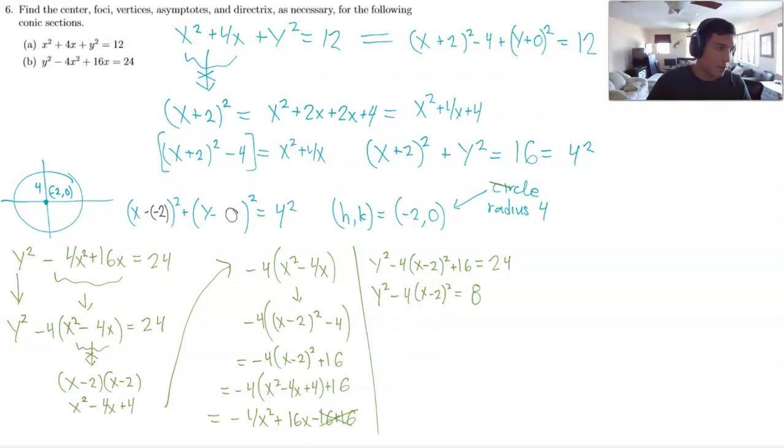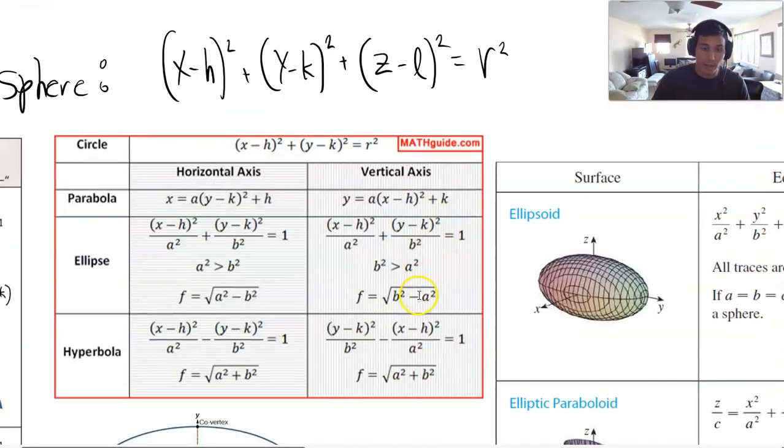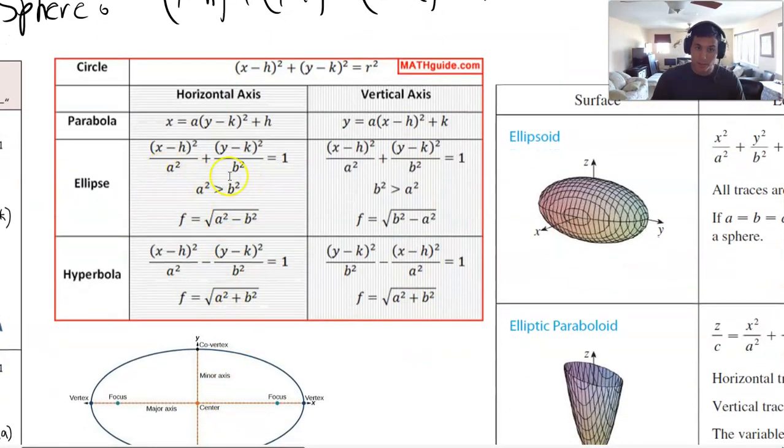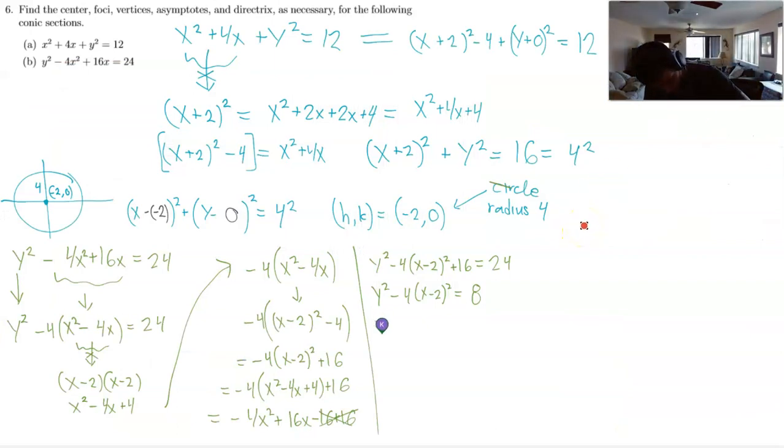Okay, now here's the part where we go back to our cheat sheet. Hopefully you have one for your test. And then we look. What does this look like here? So we have a y squared by itself. We have an x minus 2 squared times a number, and this is equal to 8. So it doesn't look like anything like this. That means that we have the 8, and we need to get rid of the 8 and turn it into 1. How can we do that? Well, if we divide everything by 8. So then we get y squared divided by 8 minus x minus 2 squared.